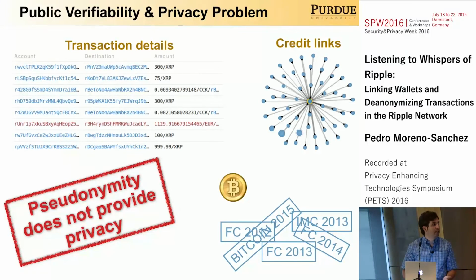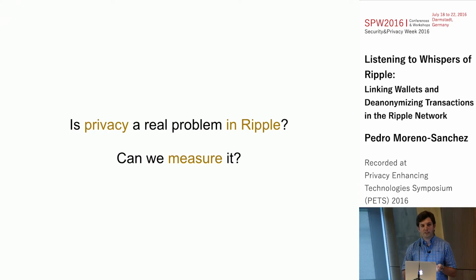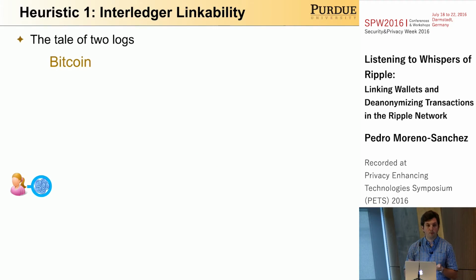Now, the natural question that came to us is, given the differences between Bitcoin and Ripple, is privacy a real problem in the current Ripple system? And if so, can we really measure that privacy issue? The answer is yes, and in order to answer these questions, we propose two different heuristics. Let me show you first the simplest one. The idea here is that we want to link wallets from different systems that belong to the same user.